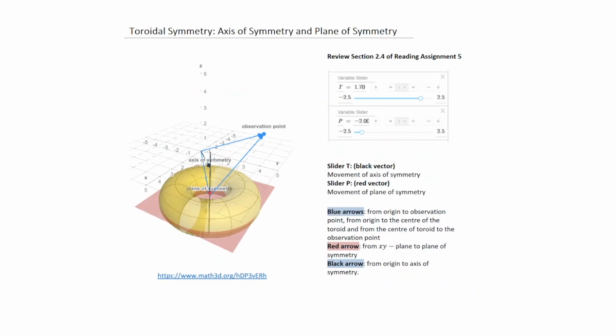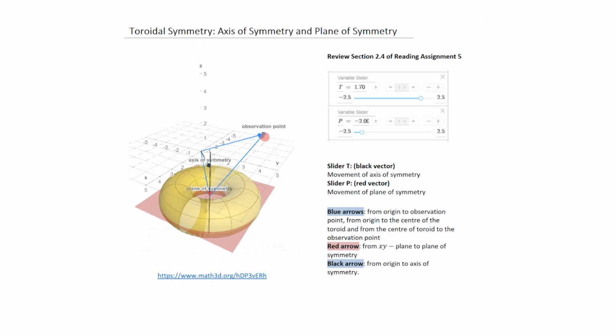All right, we also have toroidal symmetry. The axis of symmetry, in this case, exists, and a plane of symmetry exists. So if you look at this base torus or donut, if you slice it right down the middle, it's like basically opening up a bagel. This is the symmetry plane. So everything above and below is basically a mirror image of each other. And the axis of symmetry is this vertical line that passes right through the center.